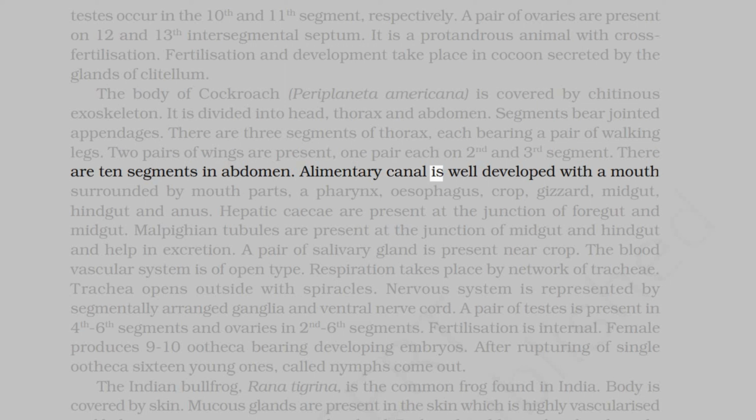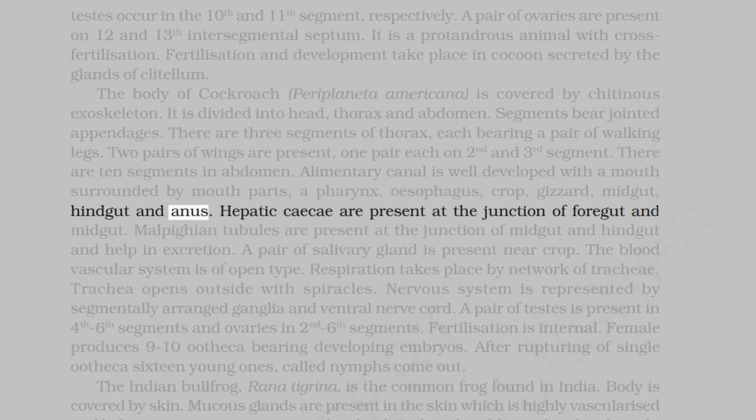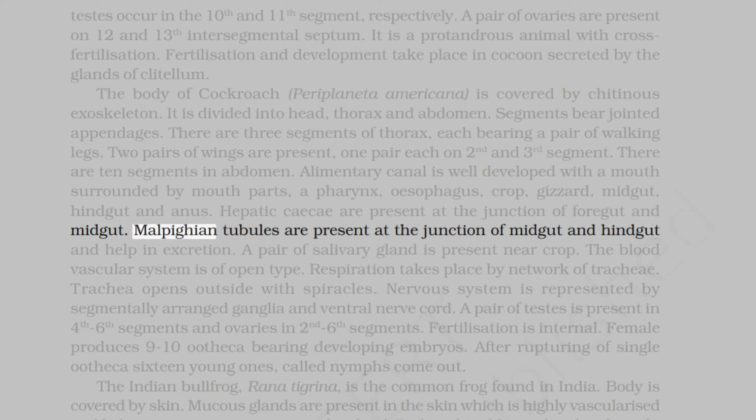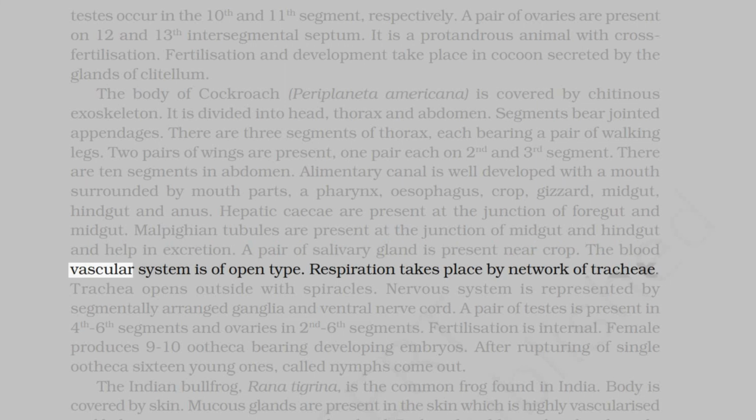Alimentary canal is well developed with a mouth surrounded by mouth parts, a pharynx, esophagus, crop, gizzard, midgut, hindgut and anus. Hepatic caeca are present at the junction of foregut and midgut. Malpighian tubules are present at the junction of midgut and hindgut and help in excretion. A pair of salivary glands is present near the crop. The blood vascular system is of open type.